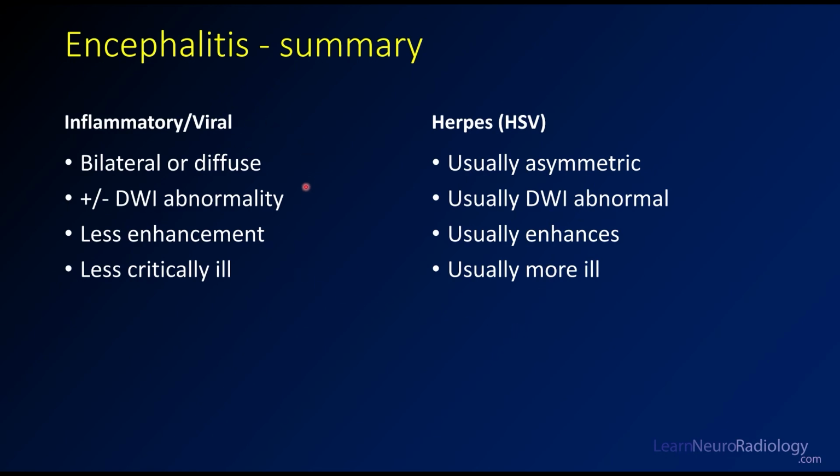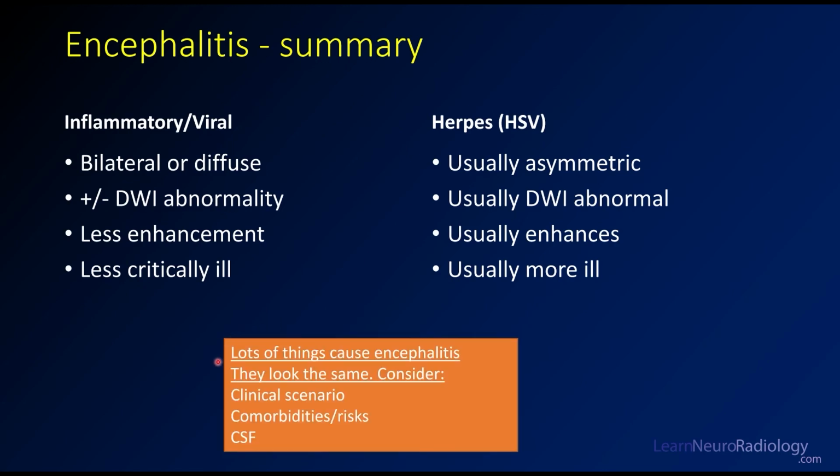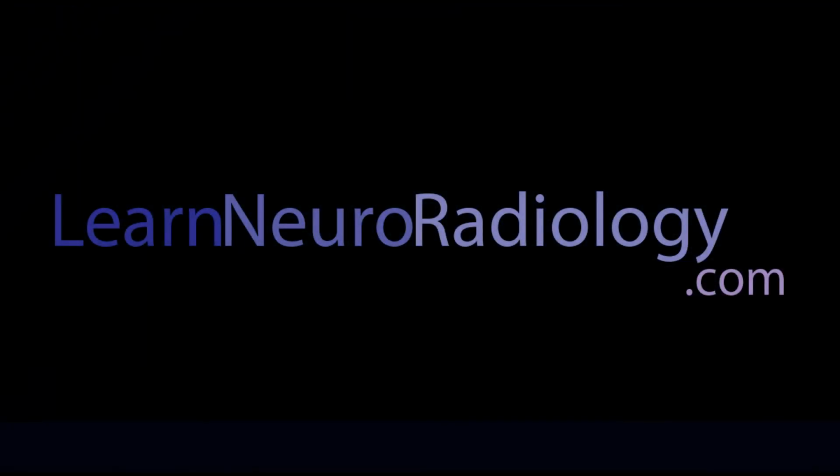Of all these inflammatory and viral conditions, it can be extremely challenging to tell the difference, so don't necessarily expect to be able to tell the difference on imaging. Just suggest an encephalitis, and the clinical picture and clinical testing have to lead to the actual cause. Like I said, a lot of these things look the same, so consider the clinical scenario, comorbidities, and the CSF. That concludes this portion, which is on encephalitis.